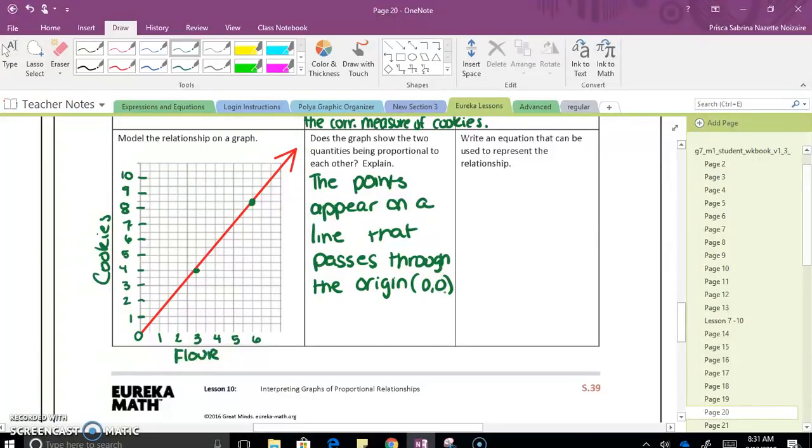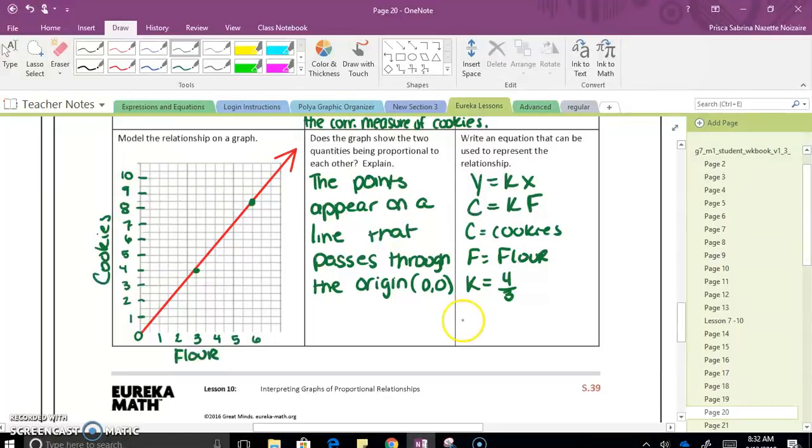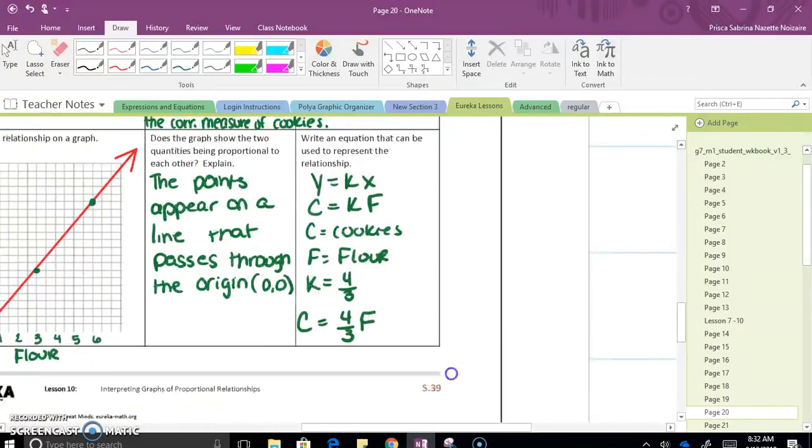Now we can write an equation to represent the relationship. So our standard equation form is y equals kx. But particular to this problem, we're going to call it c equals kf. C for cookies and f for flour. And we remember that k is equal to 4/3. So our formula is going to read as c equals 4/3 f. Okay, let's go on to example 2.